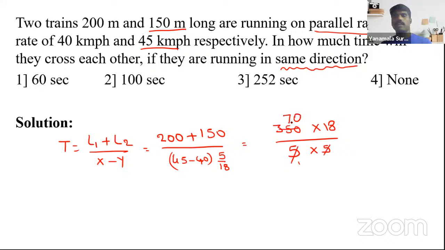5 table. 5 ones are 5, 14s are... Now 14 into 18. 2, 1, 14, 25. Done. 252 seconds. So the correct answer is 252 seconds.